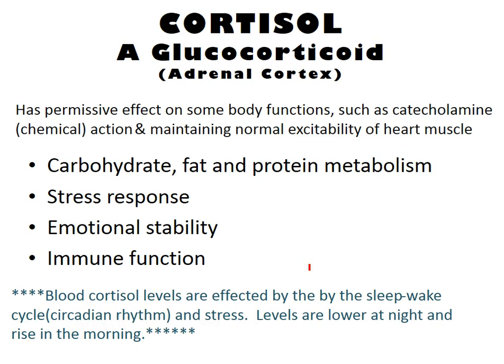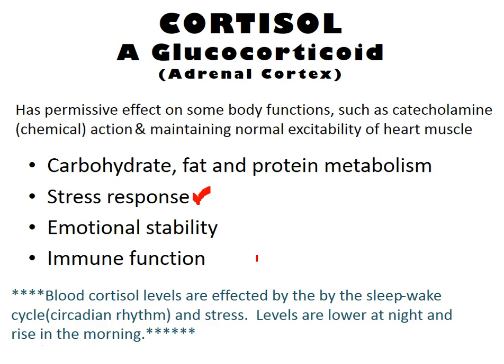Cortisol is a glucocorticoid that comes from the adrenal cortex. It has a permissive effect on some body functions, such as catecholamines, which is a chemical action, and maintaining normal excitability of the heart muscle. It also has an effect on carbohydrate, fat, and protein metabolism. A lot of students are familiar with its response in terms of stress. It also plays a part in emotional stability and immune function.